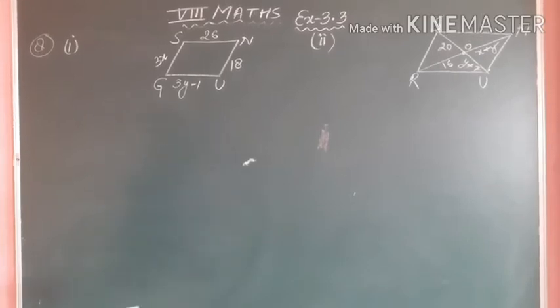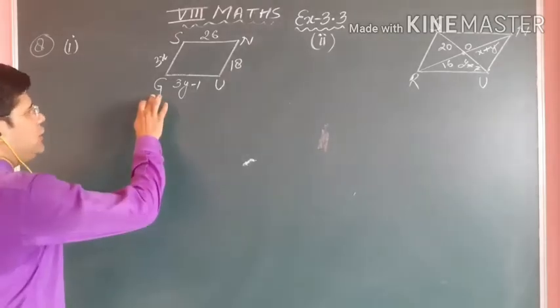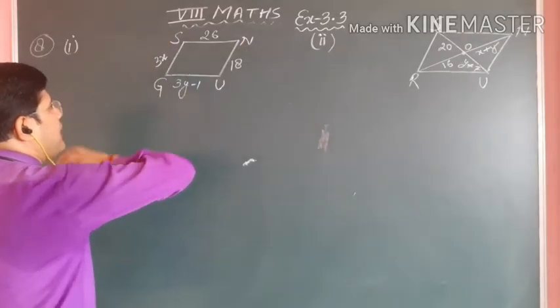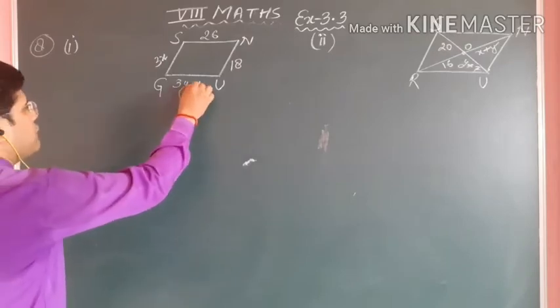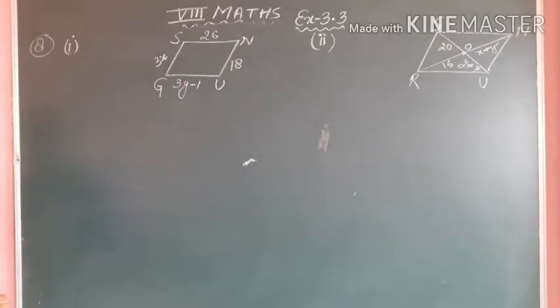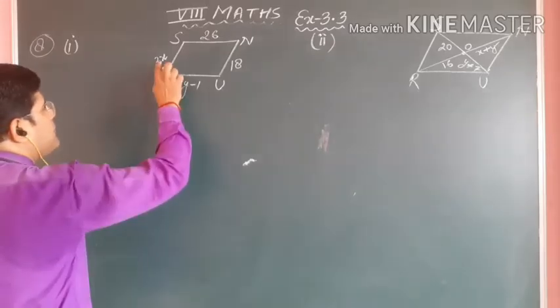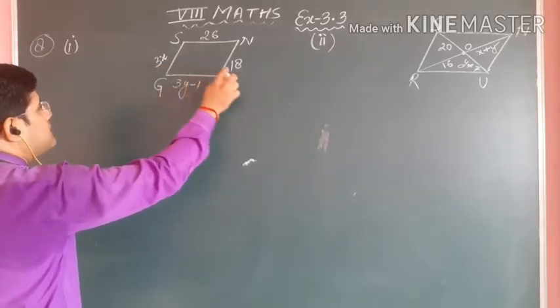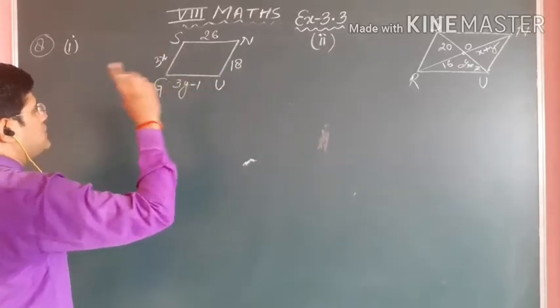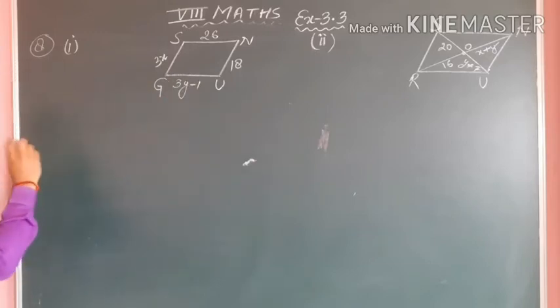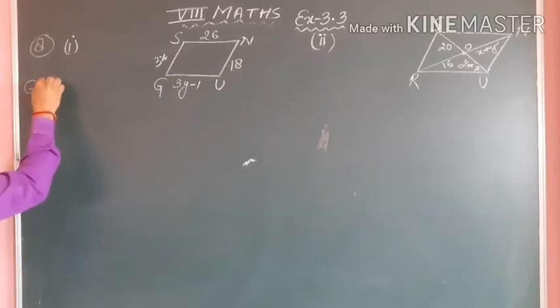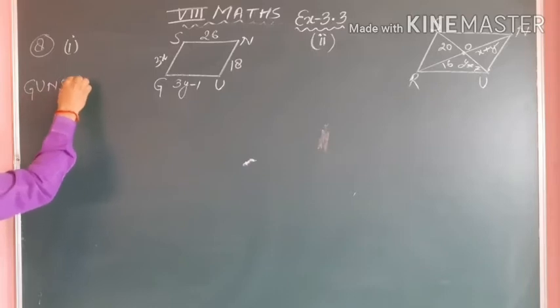Now student, move to sum number 8. It has two parts. The first part here, GUNS is given, G, U, N and S, and here we have also to find X and Y. So now revise your property. In parallelogram, opposite sides are equal. Each pair of opposite sides are equal. So GUNS is a parallelogram.